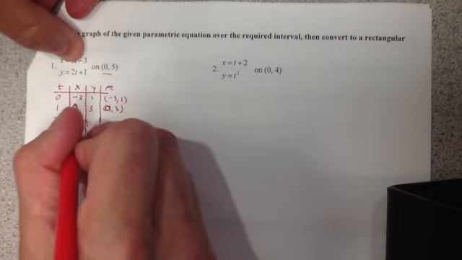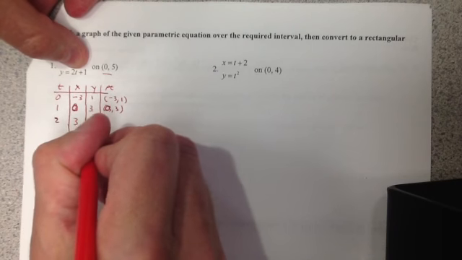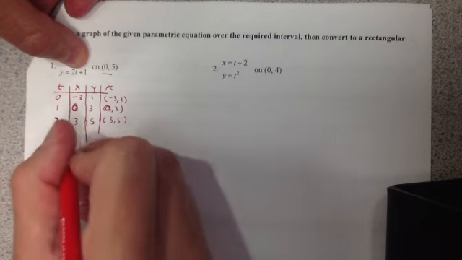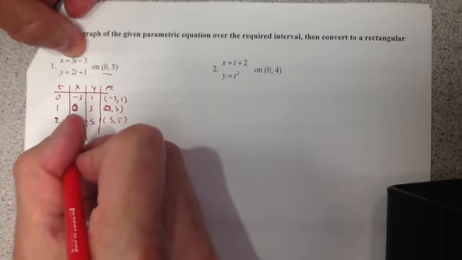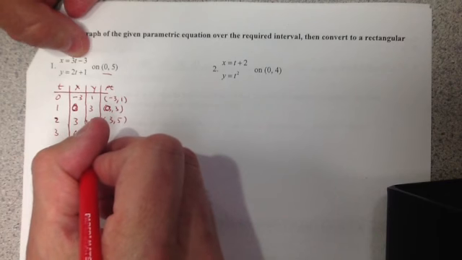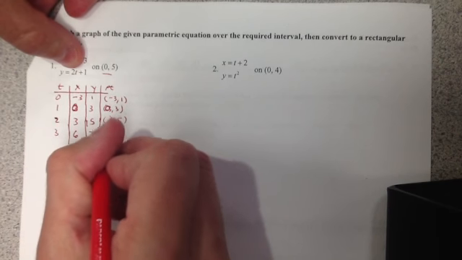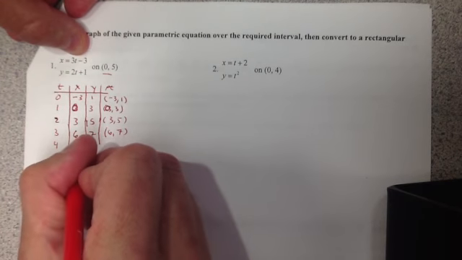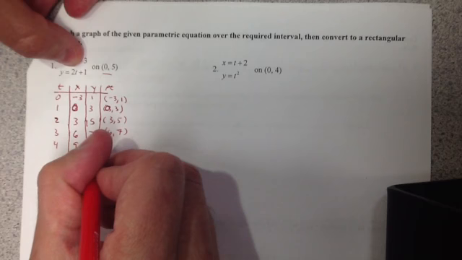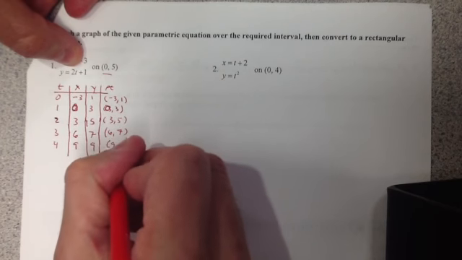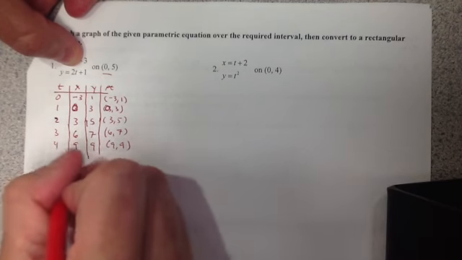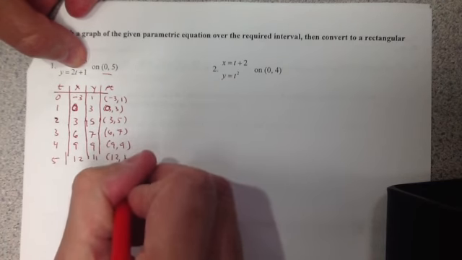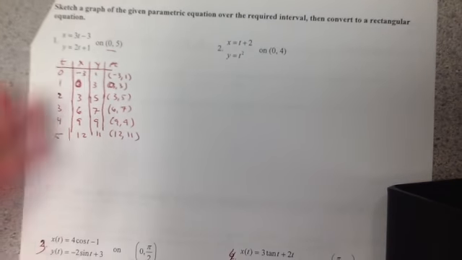Let t be 2. We get 6 minus 3, which is 3, and 4 plus 1, which is 5. So we get 3, 5. Let t be 3. We're going to get 6 and 7. So we get the point 6, 7. Let t be 4. That becomes 9 and 9. Oh, look, 9, 9. Let t be 5, and the last one, 15 minus 3 we get 12, and we get 11. So we get 12, 11. So I'm going to graph all those points.